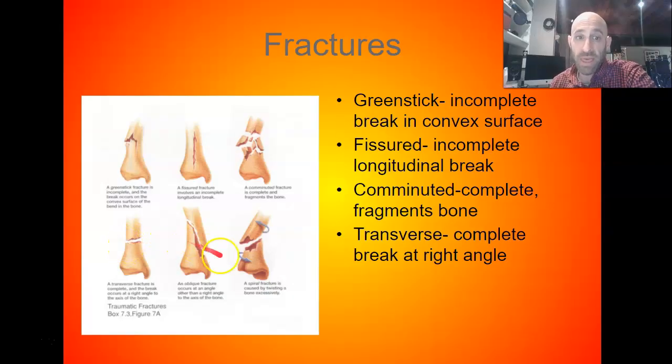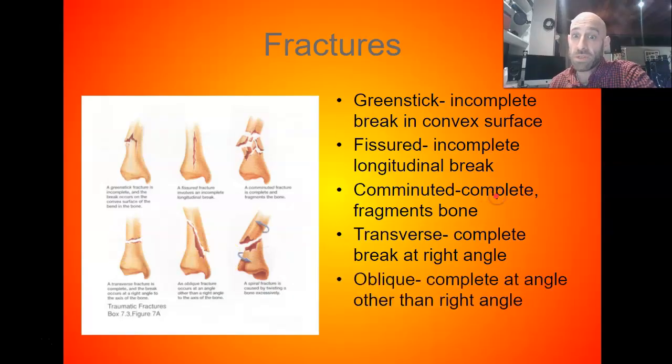Then we have one that's a little more serious, which is called an oblique fracture. And this would occur at an angle other than a right angle. So let's say you're standing and something falls on an angle. Something falls down on your leg and it snaps it. That would be what we call an oblique fracture. So you can see it forms at an angle.